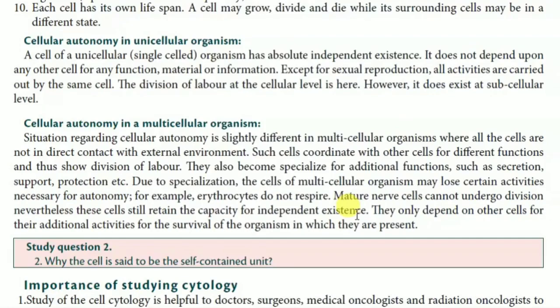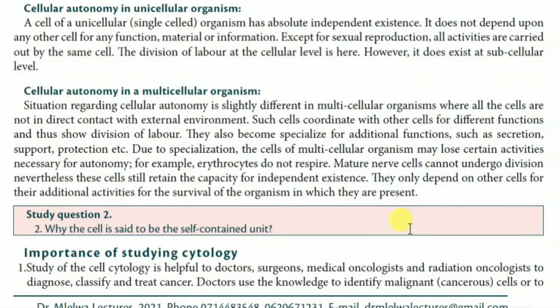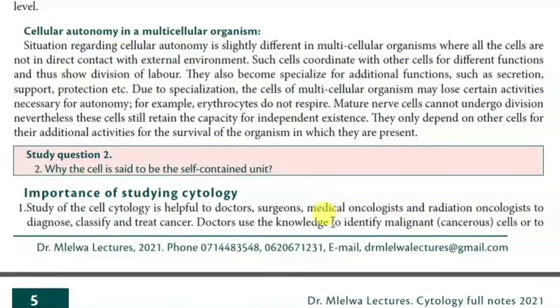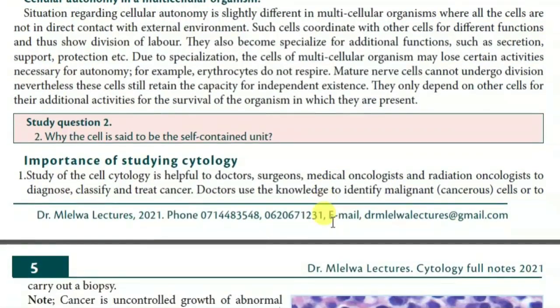Unaona? So they only depend on other cells for their additional activities for survival of the organism in which they are present. Kwa hiyo seli kama hizi zinakuwa zina perform specific function only, but for other functions they depend on the other cells in the organism. So there is the study question here: why is the cell said to be the self-contained unit?